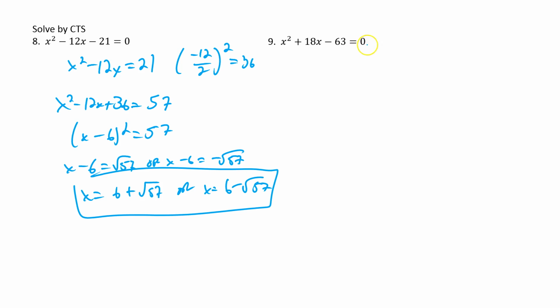Alright, let's try the next one. So we're in standard form again. Let's move to 63. So we got x squared plus 18x equals 63. Divide by 2 and square. 18 divided by 2 is 9, squared is 81. Add it to both sides.